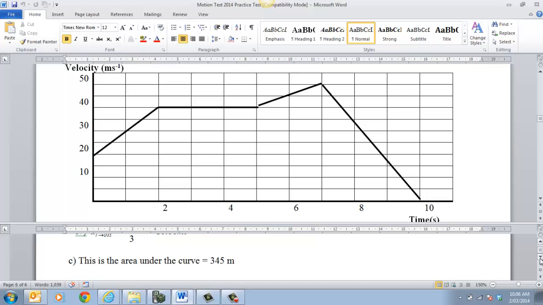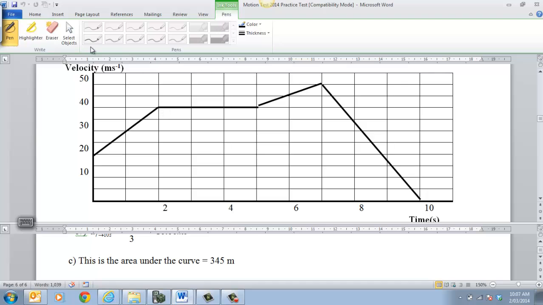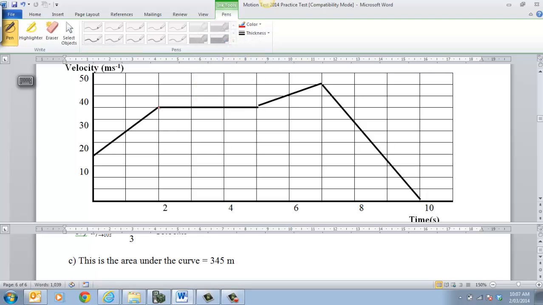Right. The area under the curve. Okay, if I'm going to work out the area under the curve, I'm going to have to break this into some shapes. So what I probably would do if I was doing this, I'll just show you the sort of shapes that I'll break it into. I'd probably be considering this one here as a rectangle.